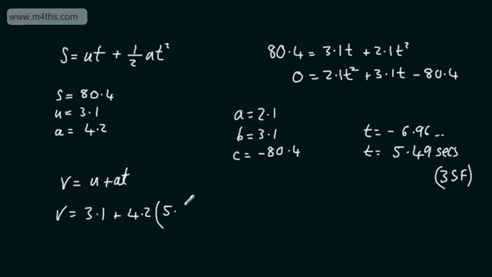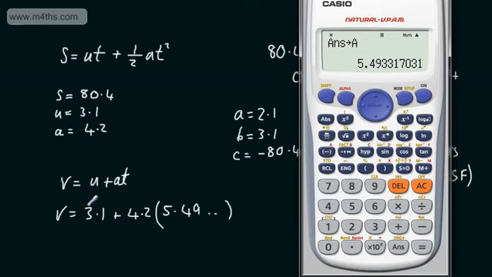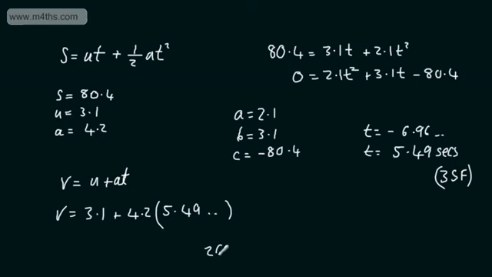stored in the calculator. So all I'm doing here is using this now for subsequent answers to questions that we might be asked. This is nothing to do with the quadratic equation. I'm just showing how we can use this as we go. So 3.1 plus now 4.2, and it's stored in here as a. So we end up now with 26.17. So we'll say that that's going to be 26.2, and that's going to be meters per second.